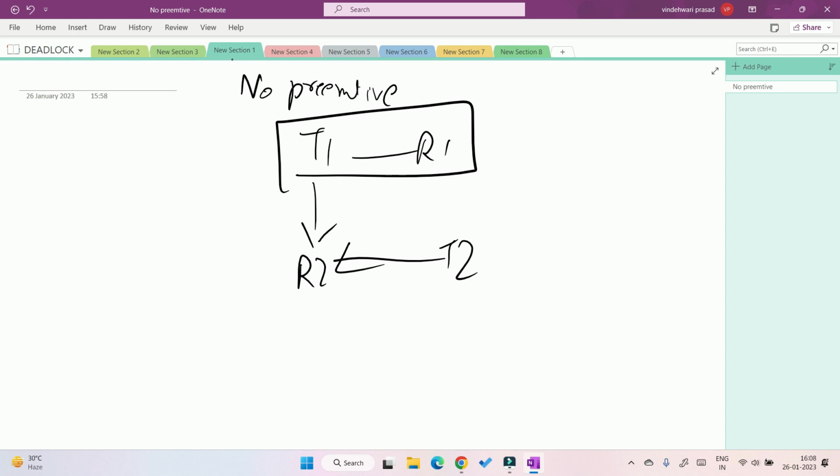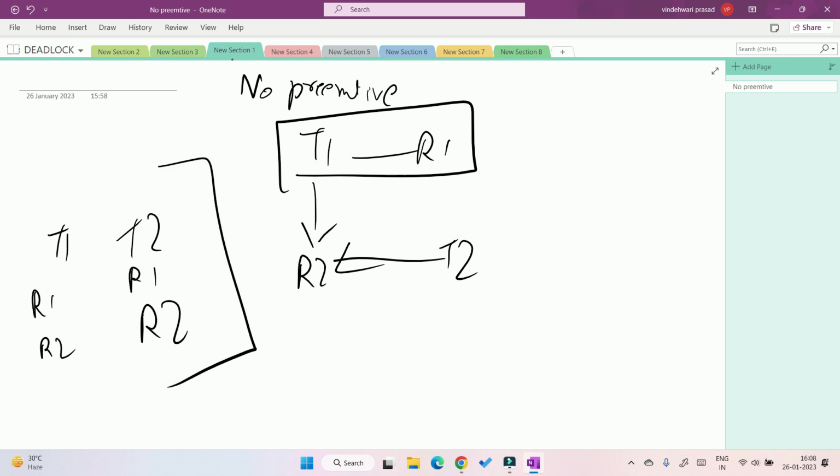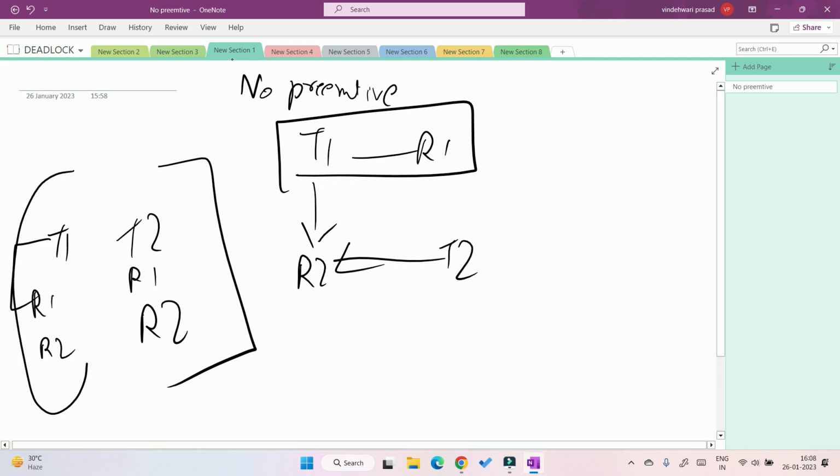Why does this happen? Suppose T1 needs two resources, R1 and R2, and T2 needs two resources, R1 and R2. Both of them try to acquire both of these resources at the same time, when they need them. Suppose T1 has R1 and its work gets completed. Now it needs R2, and T2 also needs R2 and R1. So they try to acquire both of them at the same time. Whichever one gets both of them first completes its work and then gives them to the other thread.